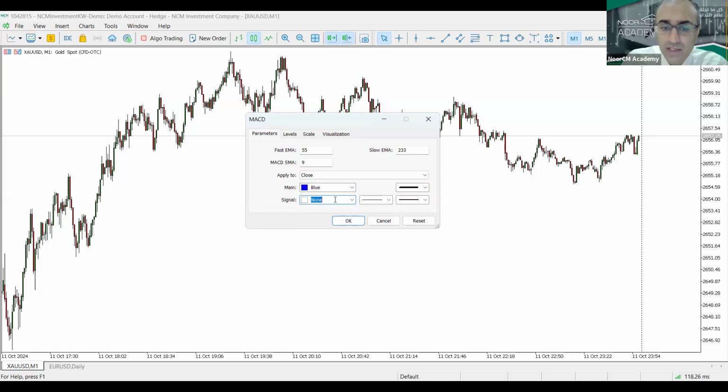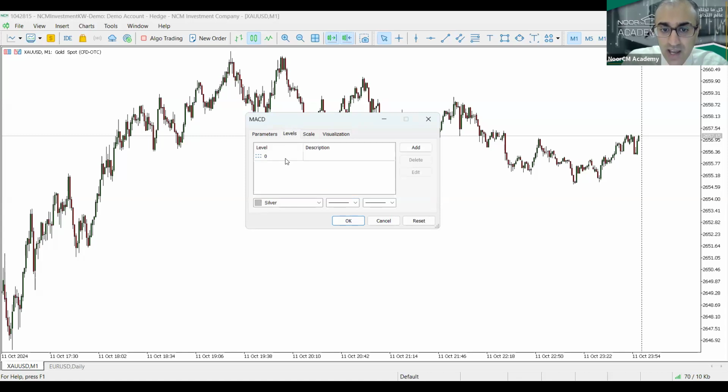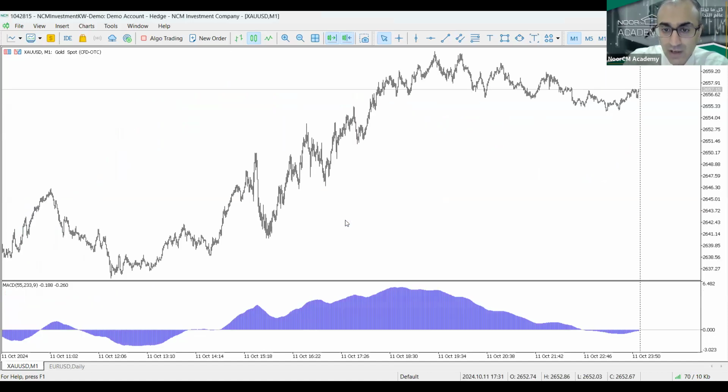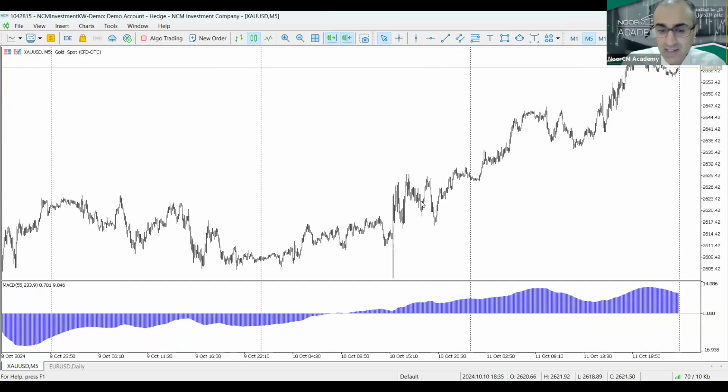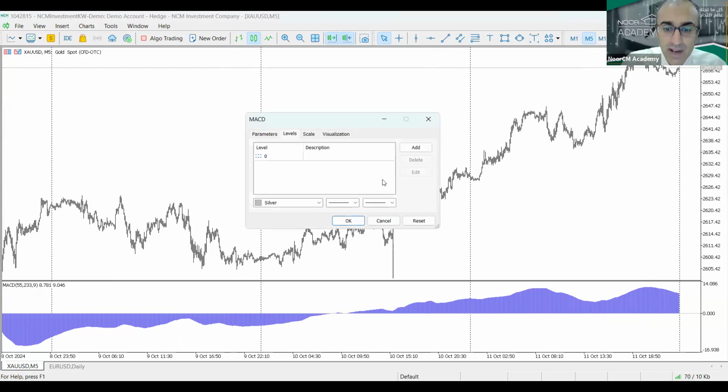The heart of this indicator and this technique is the levels section. You must have a level 0 added. You click on add, and a 0 level will be added. Hit the OK button. You've got the MACD. This can be used on a 1-minute chart. It can be used on a 5-minute chart as well. This is the easiest thing you will ever find, and I can assure you, you won't find it over the internet as well.